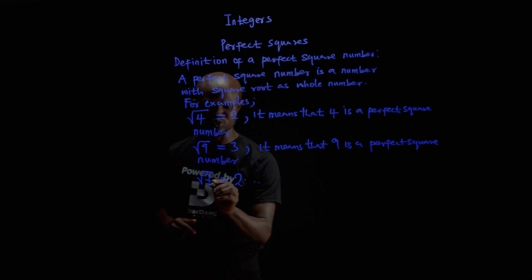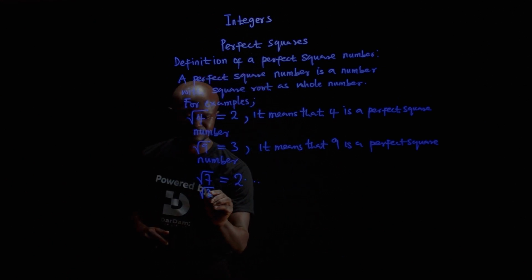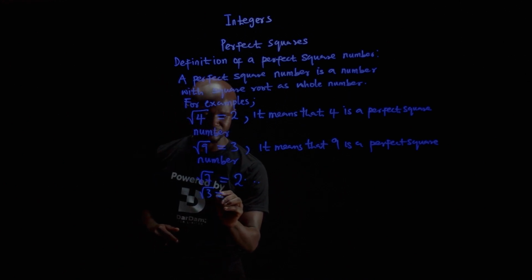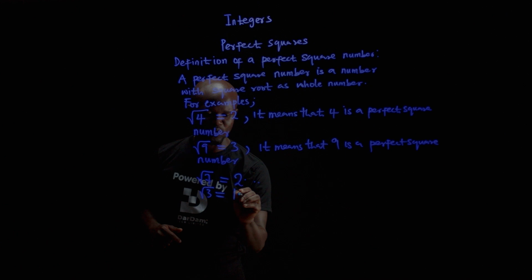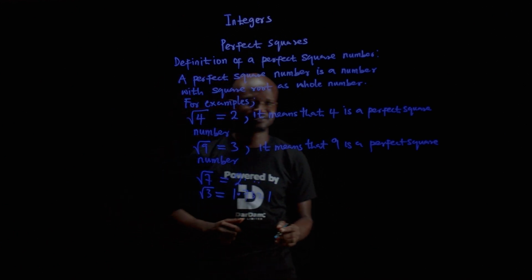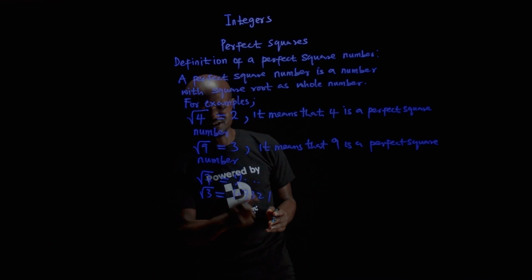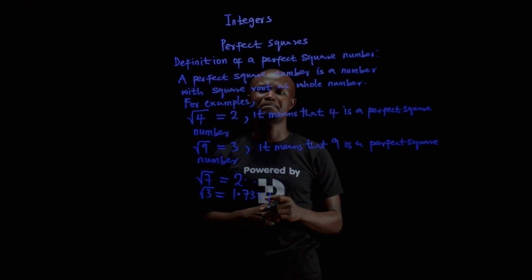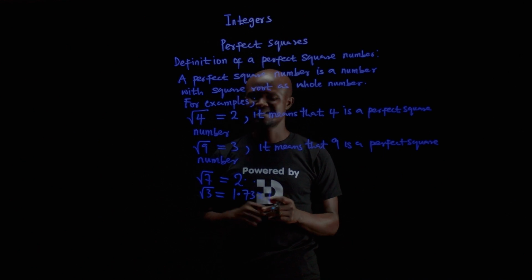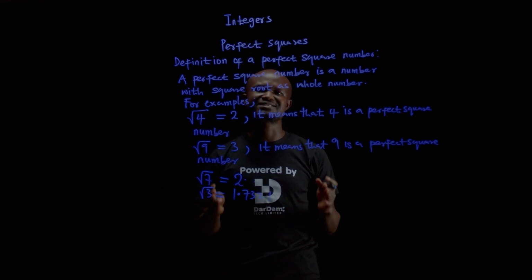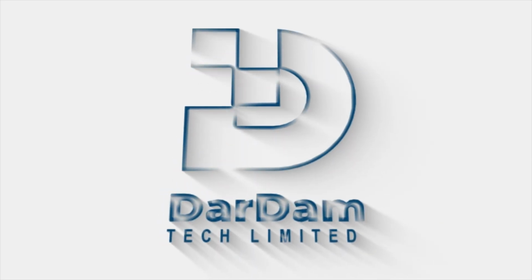If you have the square root of 3, for example, we have approximately 1.7321. You can see this does not give us a whole number. So 3 is not a perfect square number. 7 is not a perfect square number. So that is the definition of a perfect square number.